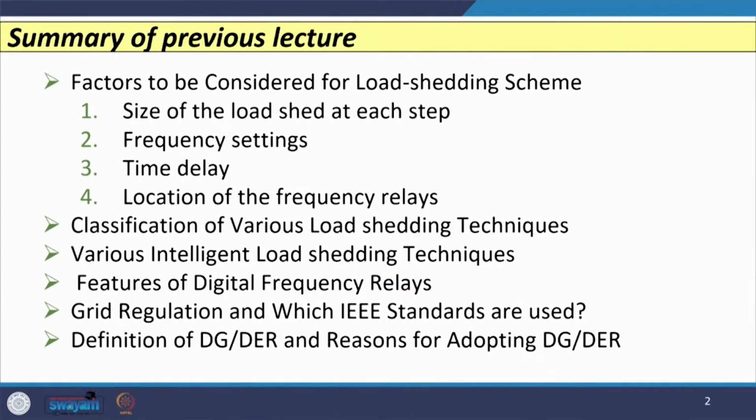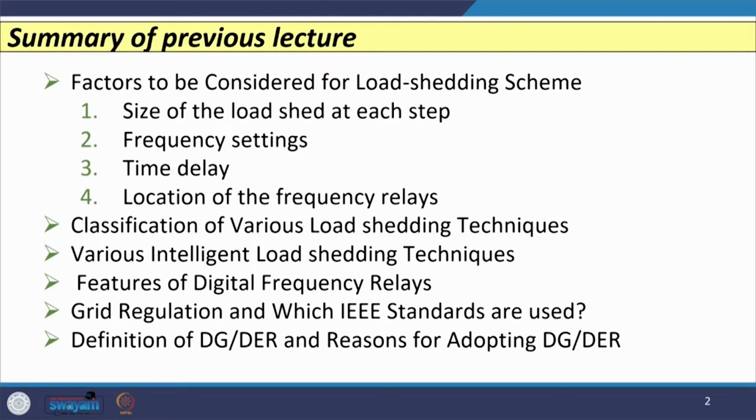Hello friends. So, in the previous lecture we have discussed the factors to be considered for designing an intelligent load shedding scheme, and in that we have considered 4 important factors. The first is the size of load to be shed at each step, the second is the frequency settings, the third is the time delay, and the fourth is the location of frequency relays.